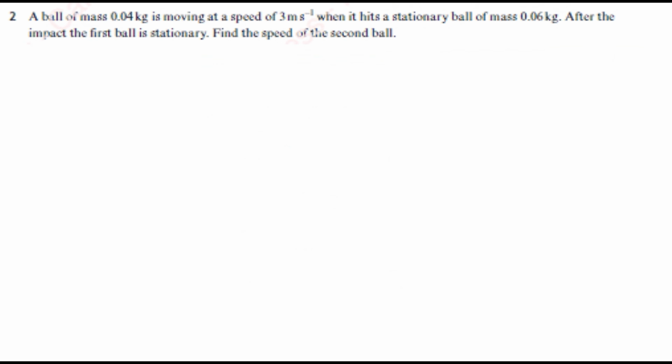A ball of mass 0.04 kilograms is moving at a speed of 3 meters per second when it hits a stationary ball of mass 0.06 kilograms. After the impact, the first ball is stationary. Find the speed of the second ball. Okay, so we have a ball of mass 0.04 kg, so that'll be m1, with a speed of 3 meters per second, so u1 equals 3 meters per second.